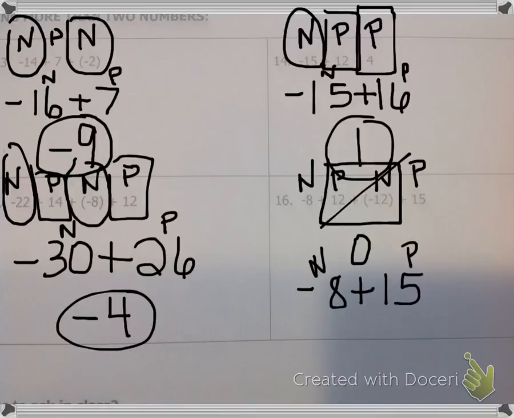You have same signs or different? You have a negative and a positive, so that's different signs. Different signs subtract. 15 minus 8 is 7. And is my answer positive or negative? It's a positive because 15 is the larger number and 15 is positive.